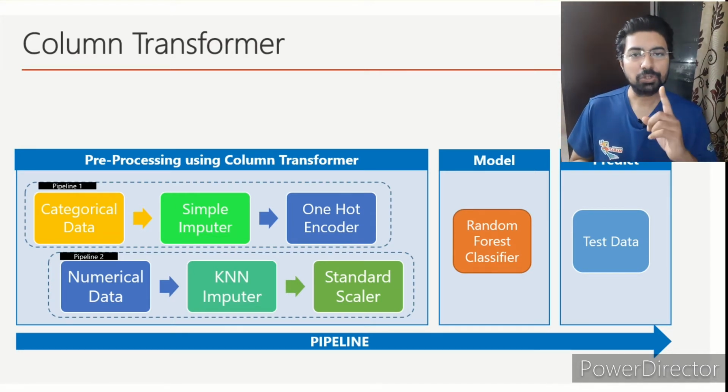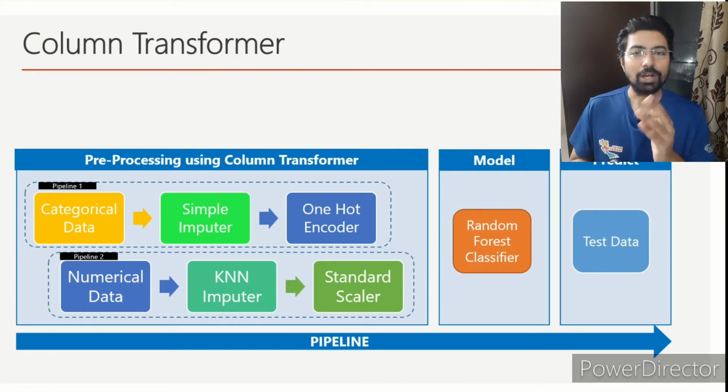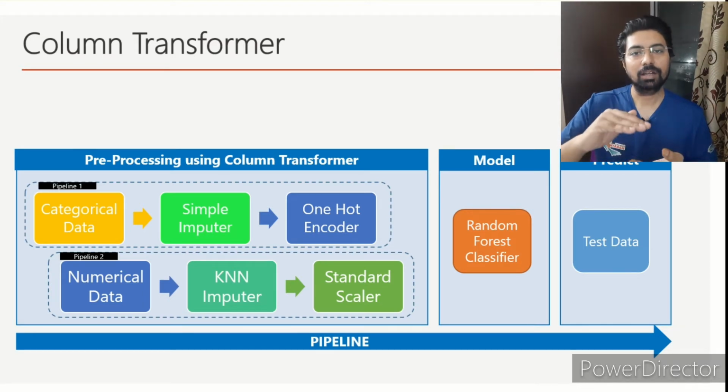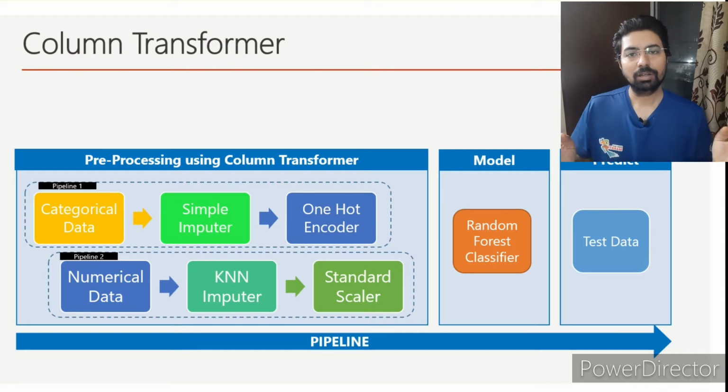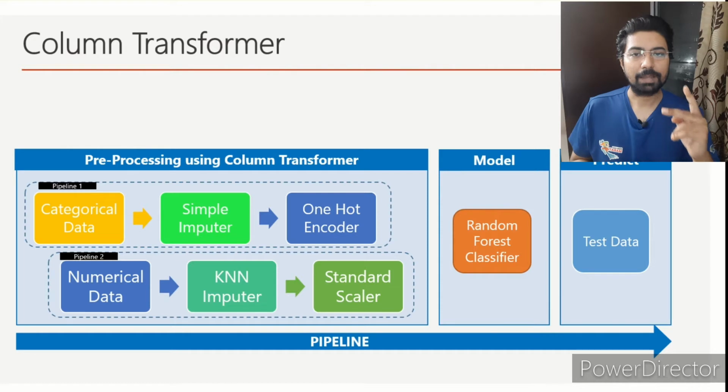Similarly, pipeline 2 is created where you take the numerical data only and apply the k nearest neighbor imputation method to impute the missing values, and then scale the data using the standard scaler. So these two transformations are applicable for the numerical data, and the first two transformations are applicable for the categorical data. You have created two pipelines, pipeline 1 and 2, and these two pipelines are defined as the transformers in the column transformer.